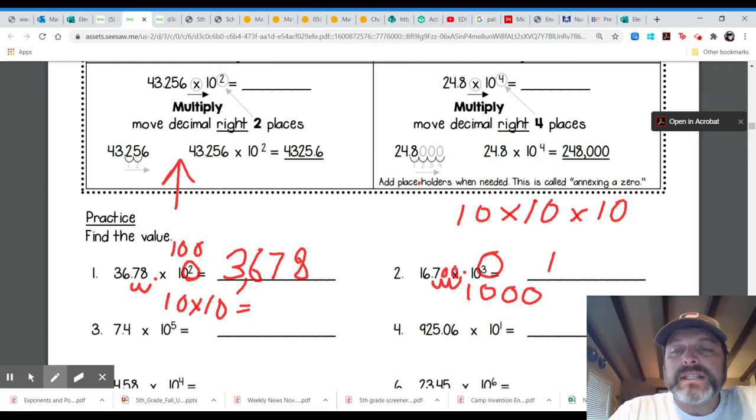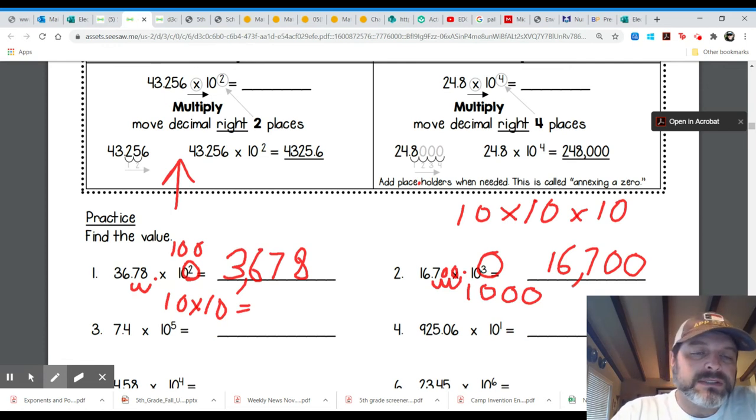Now my new number is 16,700. See that? And think about this. 16 times 1,000 would be 16,000, right? So it makes sense. That's how you can tell it makes sense. So this one's really tricky. The next one, you're multiplying by the 5th power. So there's 5 zeros.